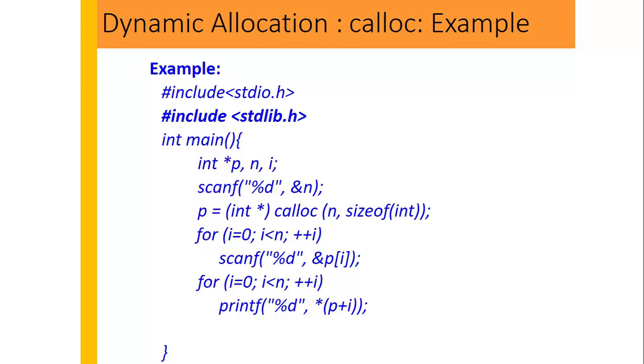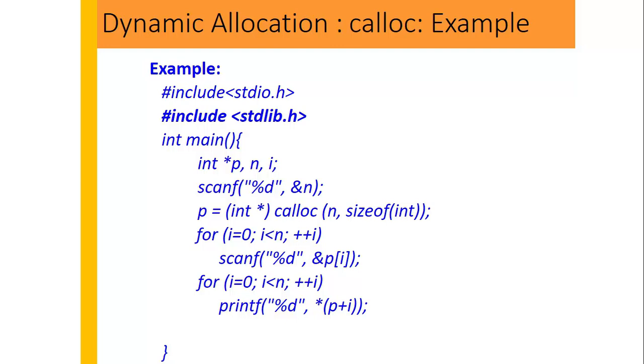So we write calloc(n, sizeof(int)). Size of integer could be 2 or 4, and we are looking for 10, 20 or 30 such blocks, whatever value is your input. And we scanf it like a normal array and print it like a normal array. We can do scanf and printf like a normal array, or the second syntax could be *(p + i). This we have already done in the previous session, how we can write it in both forms.